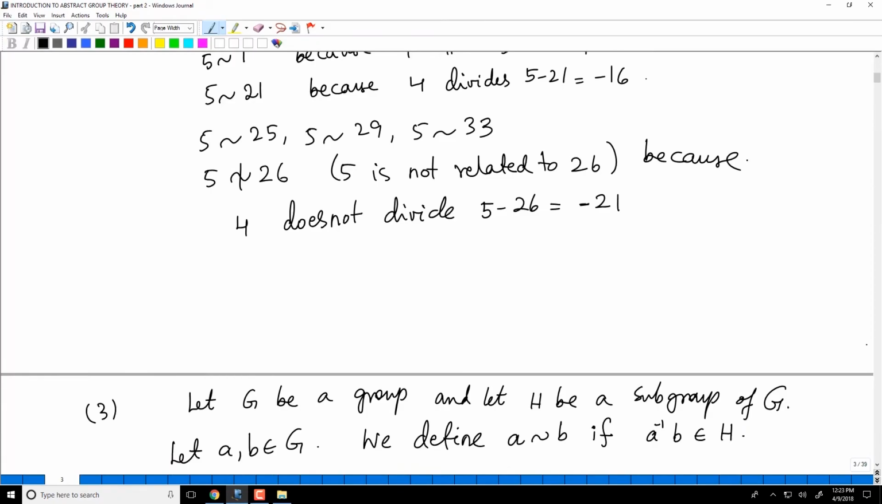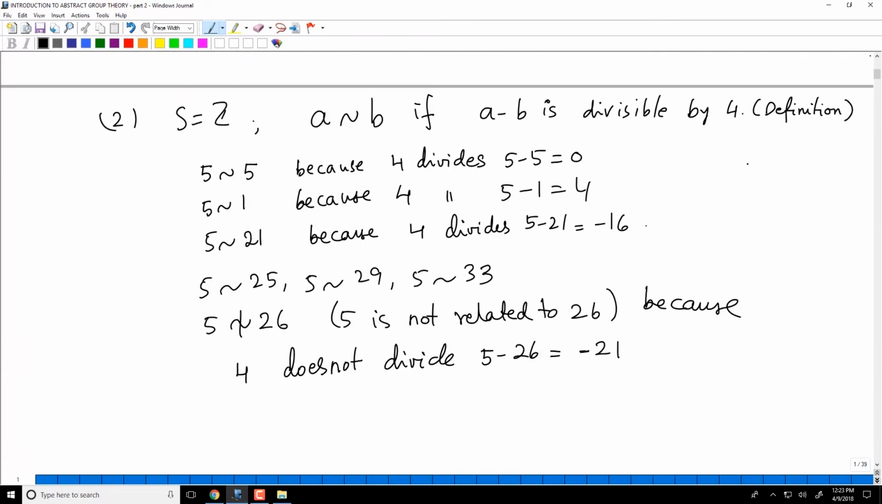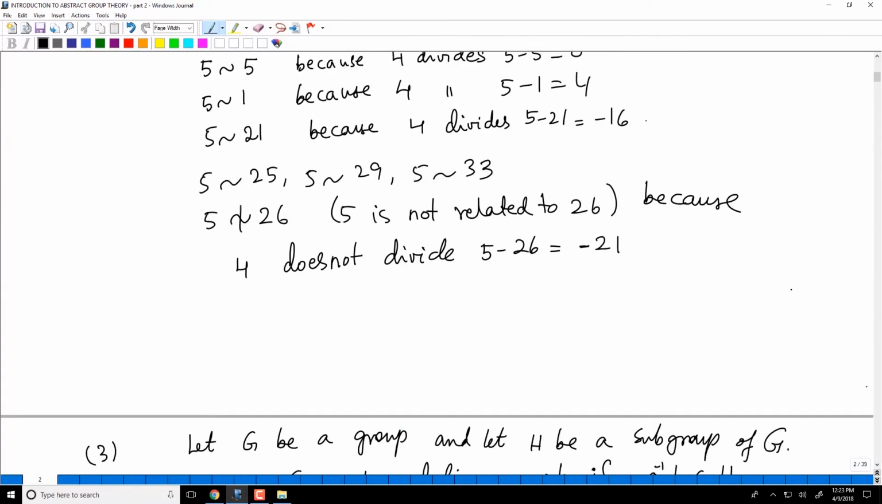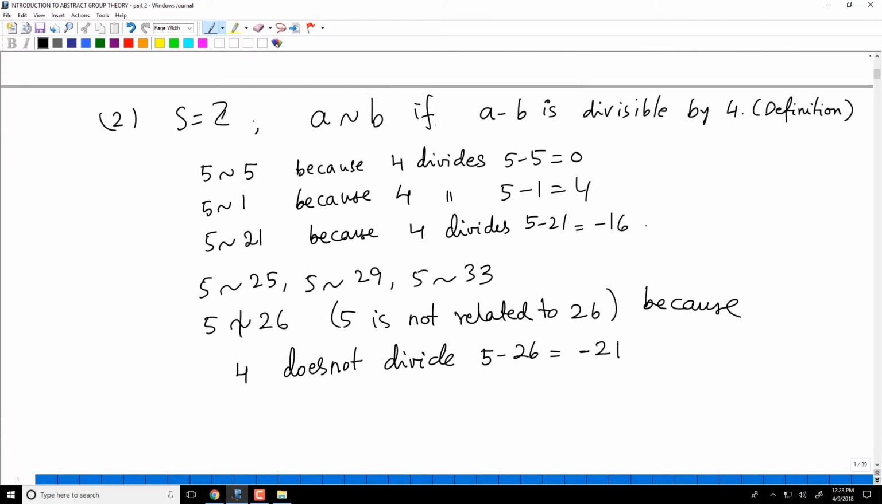So actually I forgot something here. Before I continue the third example, I never said that it is an equivalence relation. I should prove it, right? I'll quickly say why it should be true. See, the equivalence relation in the second example is that A is related to B if 4 divides A minus B. So why is this an equivalence relation?